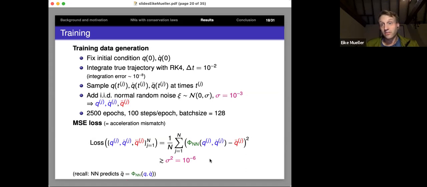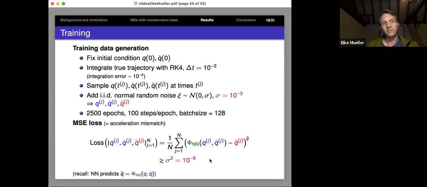But obviously the network doesn't know it, the network wants to learn it, but to generate training data, I know it. So I use an RK4 integrator, so that should bring the integration error down to about rounding error. And then I just sample these trajectories at some given times, and I add some normal random noise, and the strength of the noise is 10 to the minus 3.